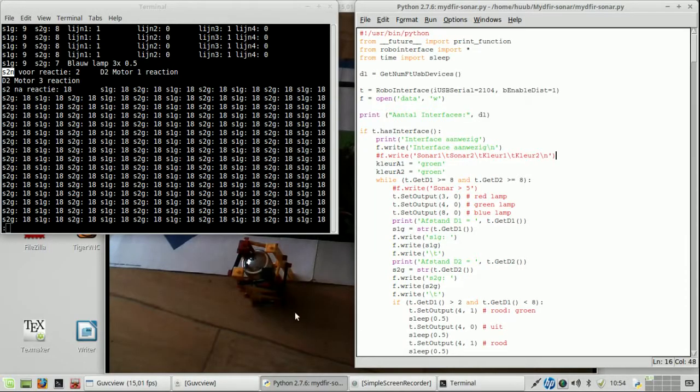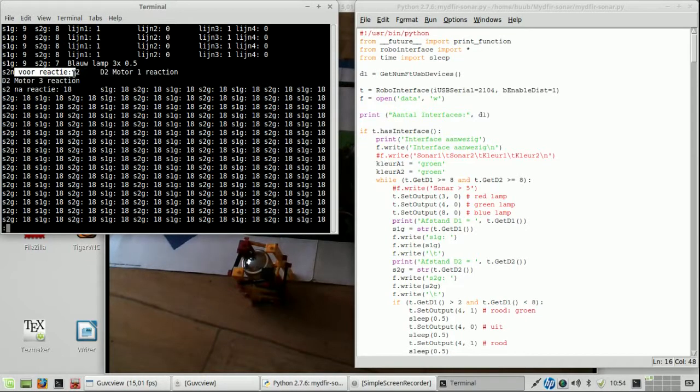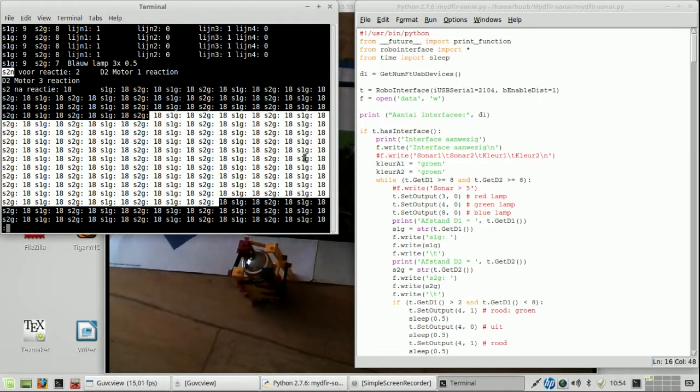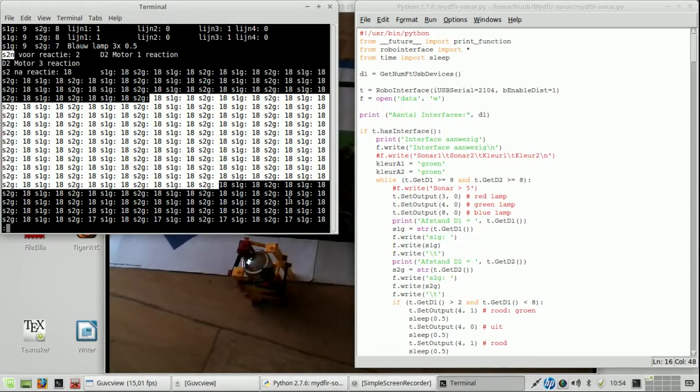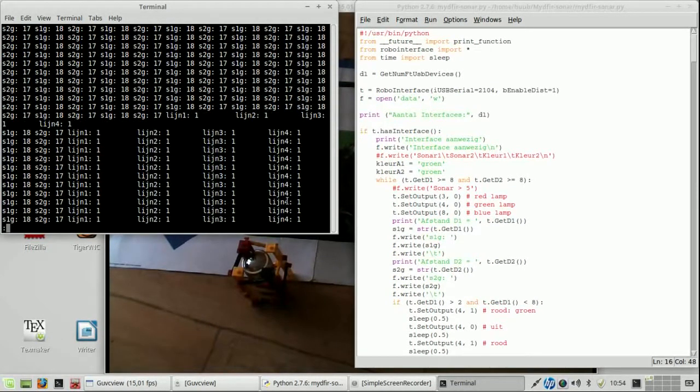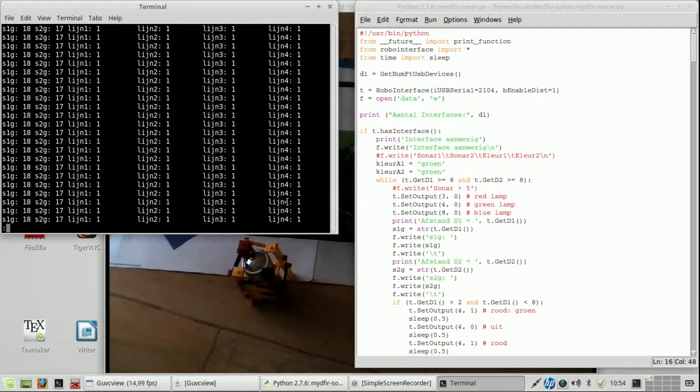Alright, so now one problem is this is reaction 2, motor 1 reaction, motor 3 reaction. They both have a response. This is 18. And then 17. But what is it about?